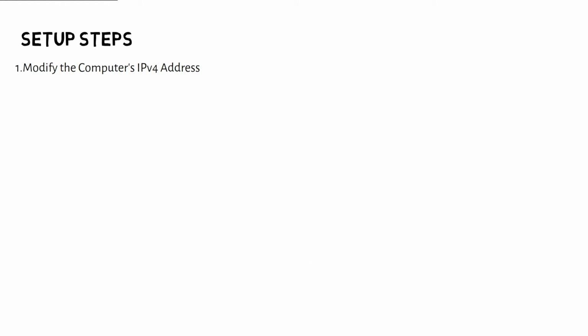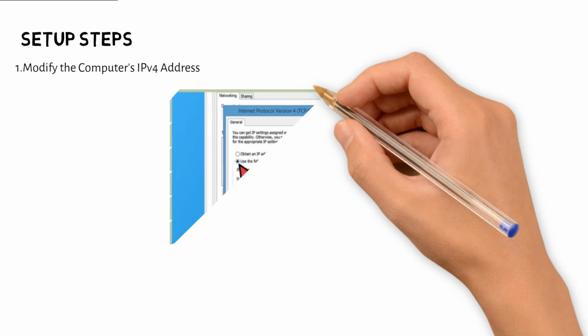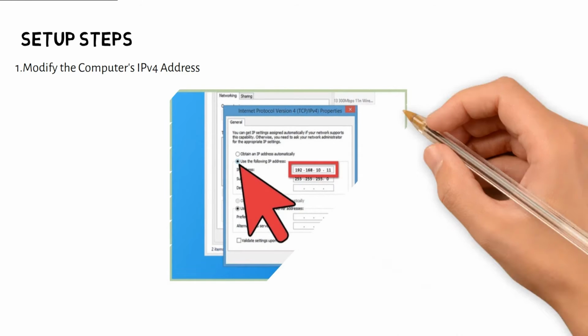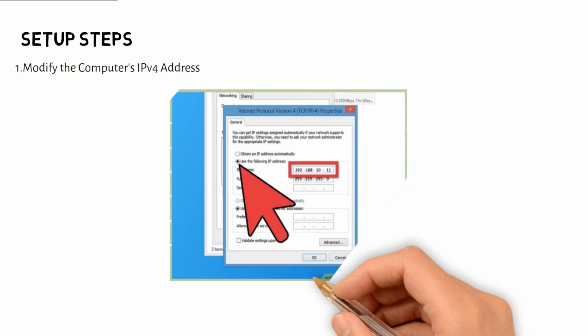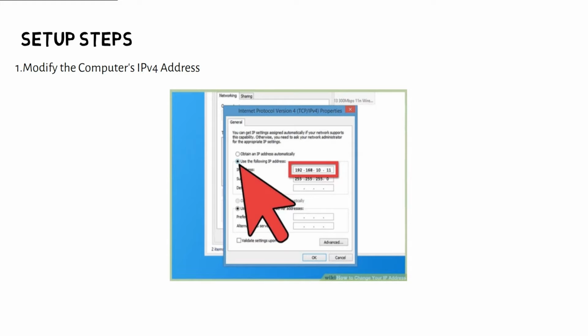Then, set the computer's IP address to be in the same subnet as the switch's default IP address, for example, 192.168.10.11. Refer to the subnet mask and default gateway as shown in the image and click Confirm. Below is a reference for the setup.